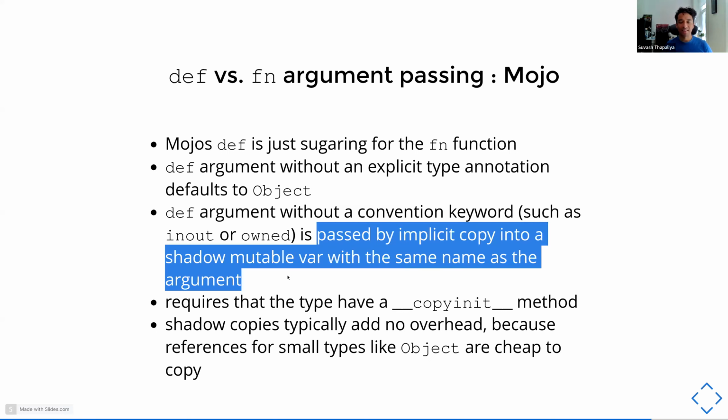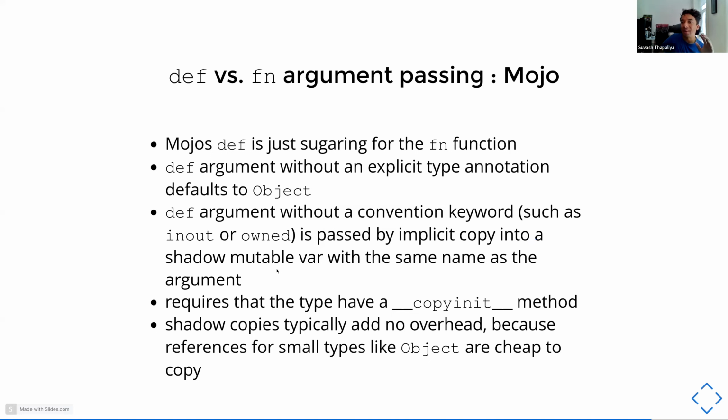This is where I probably become the history guy again, but passed by implicit copy into a shadow mutable var with the same name as the argument. Long story short, we can go through the manual and look at this, but what matters is that it has exact Python-like behavior that you expect. And you don't have to write out or owned or borrowed or anything. It will just give you whatever you're used to in Python, exactly that.